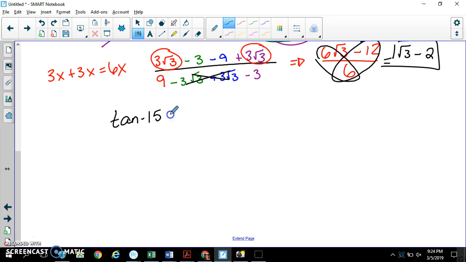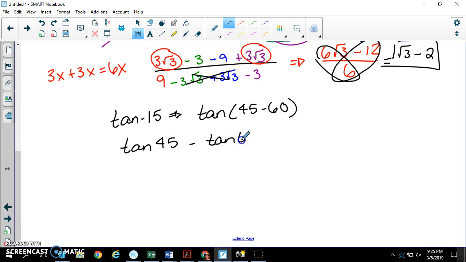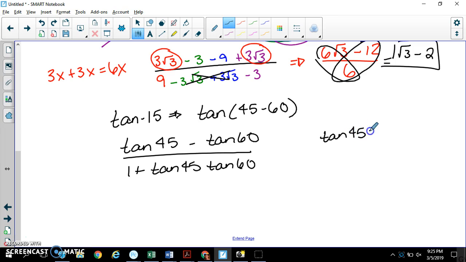So tangent of negative 15, we rewrite that as tangent 45 minus 60. Okay? So it's going to be tangent 45 minus tangent 60 over 1 plus tangent 45 tangent 60. And then off to the side here, we've got our tangent of 45 is equal to 1, and tangent of 60 is equal to square root 3. Okay? All right. So I'm going to go ahead and substitute those in for my values here.